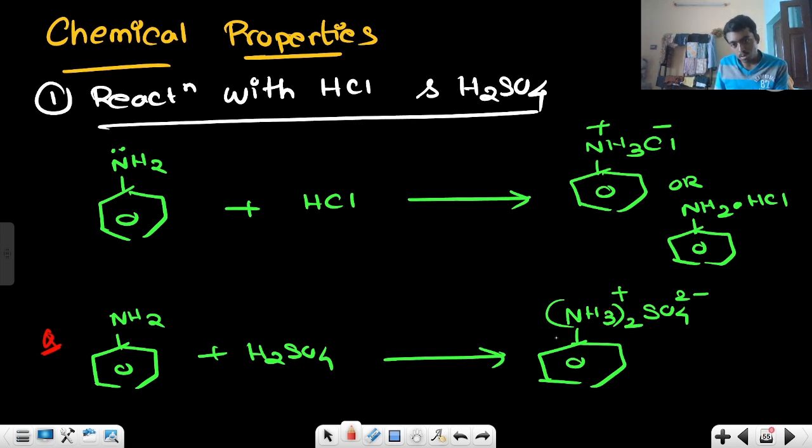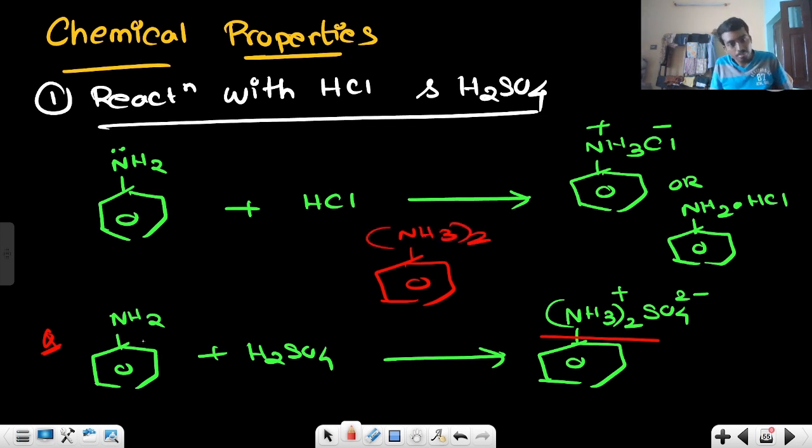You have written NH3 whole 2. Very good. Only the NH3 part is whole 2 and the benzene ring is only 1. Is it possible? See, benzene ring is 1 and 2 NH3 on it. Where did it come from? Only one NH3 was there. Where did the second NH3 come on the same benzene ring? Use your brain sometimes.